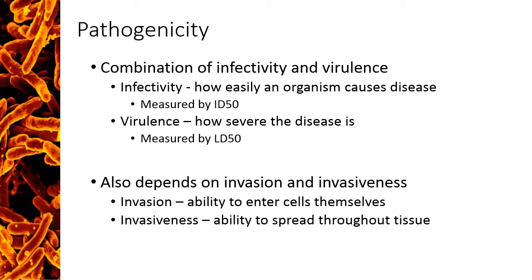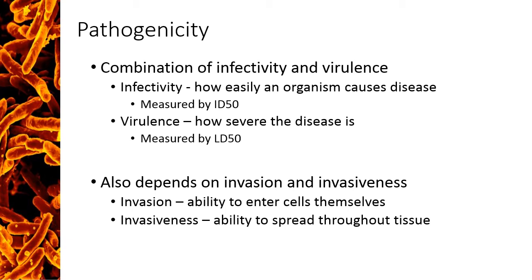So pathogenicity, the ability of a microbe to be a pathogen or to cause disease, is really a combination of two main factors: the infectivity of the organism and the virulence of the organism. So the infectivity measures how easily an organism actually causes disease. So how easy is it to infect you? The virulence is measuring how severe is the disease that it caused. So how deadly is it? How bad are the symptoms of the disease itself? We're going to look on the next slide. You can measure infectivity with something called the ID50 and virulence with something called the LD50.